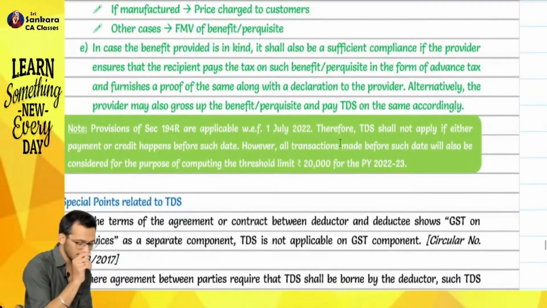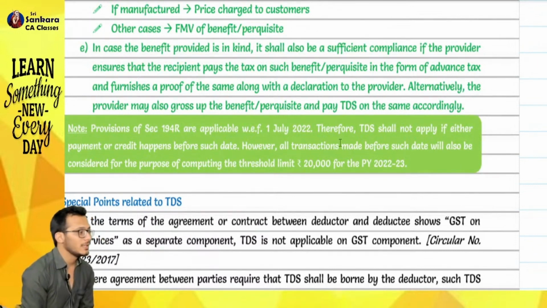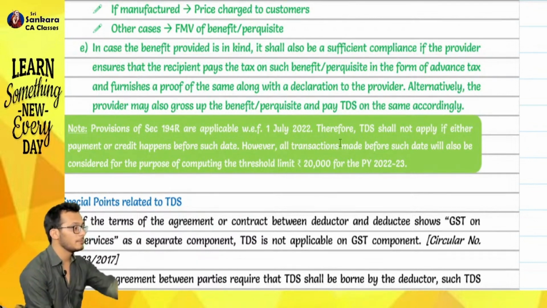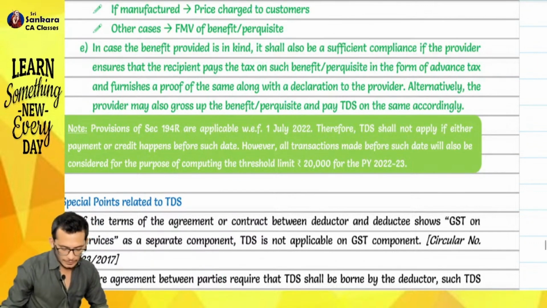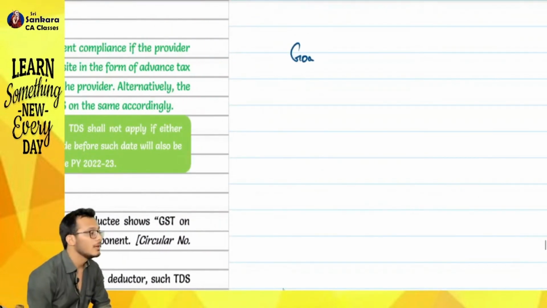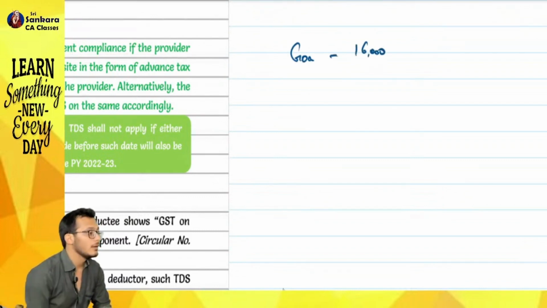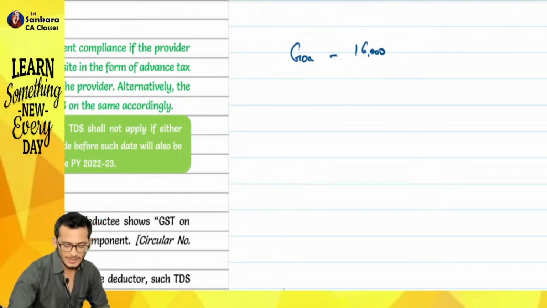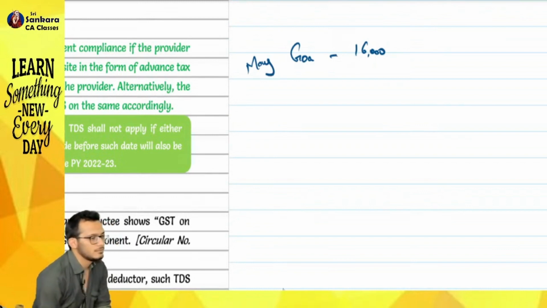Last provision they're saying is that this 194R is only applicable from 1st July 2022. Meaning any kind of benefits you give from April to June, TDS will not apply on that. For example, I came to you and said, boss, I'm giving you a Goa ticket. The cost of that Goa ticket is 16,000 rupees. I gave it to you in May. TDS applied or not applied? Not applied.